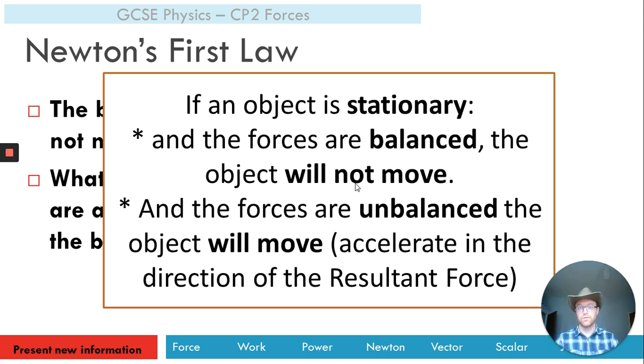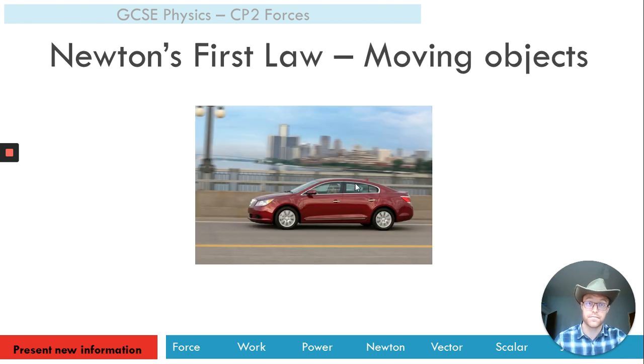So Newton's first law. Newton said, if an object is stationary, i.e. not moving, and the forces on it are balanced, i.e. they're all equal and opposite, then the object will not move. If the forces on it are unbalanced, the object will move. It will accelerate in the direction of the resultant force. Don't worry, you don't have to copy that down. We have an exercise later where you will copy something similar down.